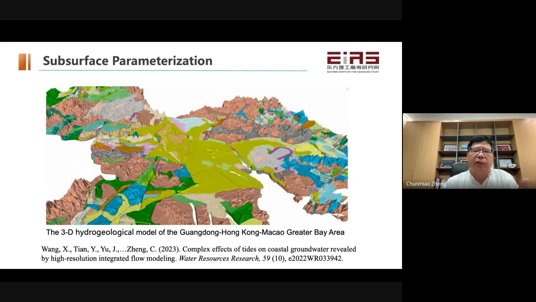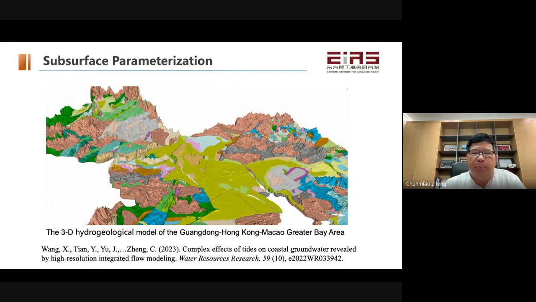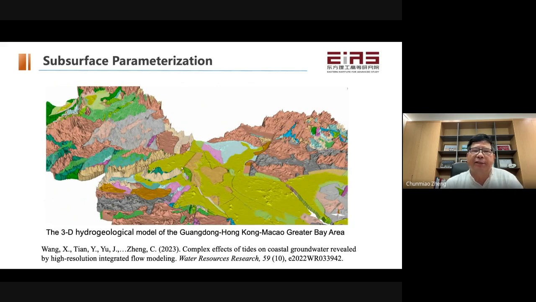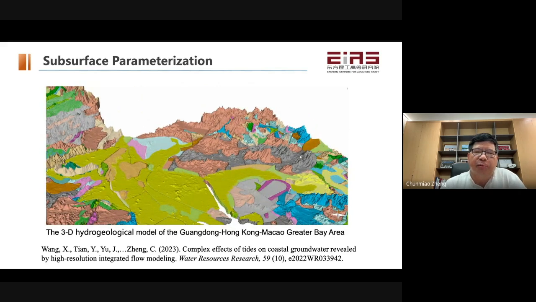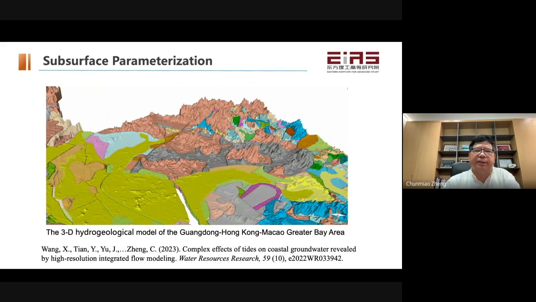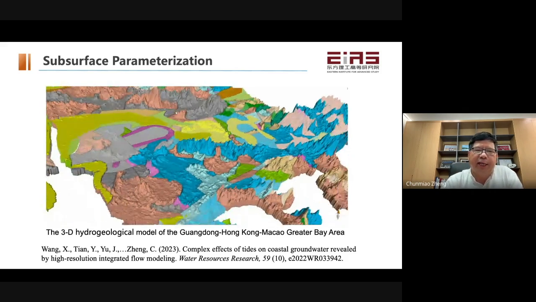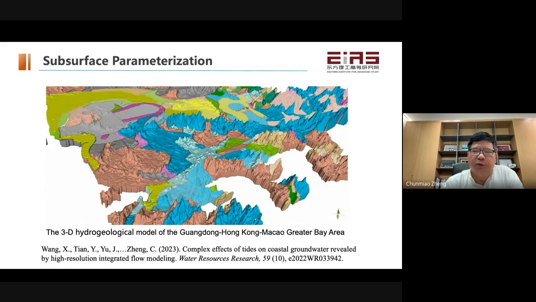Okay, and how did we get the data? We have a lot of boreholes, and we have a geological map, and we analyzed the information and came out with this parameterization scheme. So different layers and different zones.